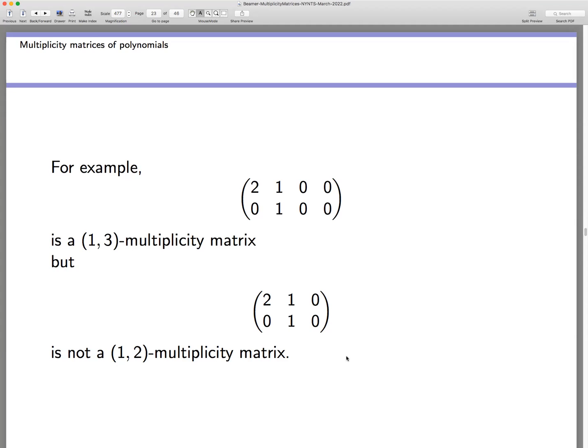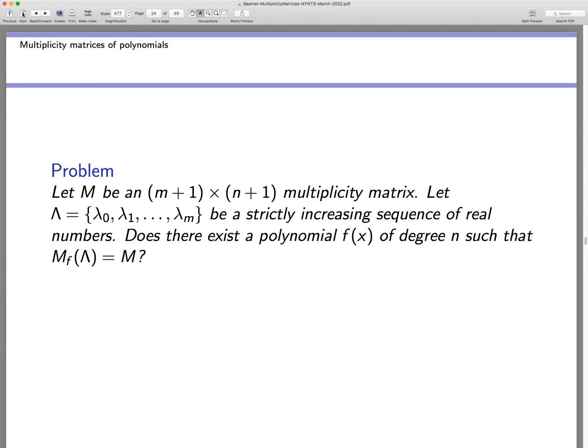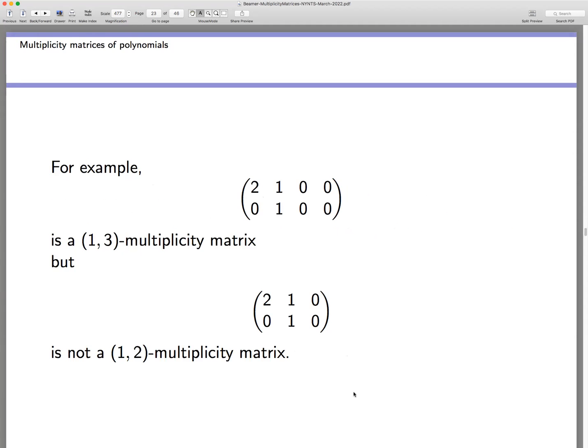The rows are multiplicity vectors, but this is not a multiplicity matrix. I'm not sure about 0 as a root and 1 as a root. It has two different values, lambda 0 and lambda 1 is a root. But you haven't specified that lambda 0 is 0 and lambda 1 is 1. Oh, so first I'll show you in a moment.